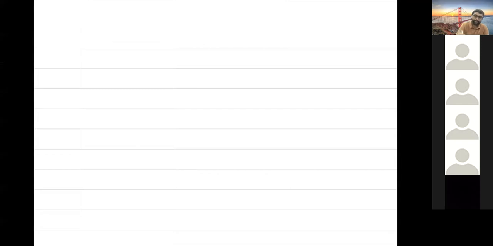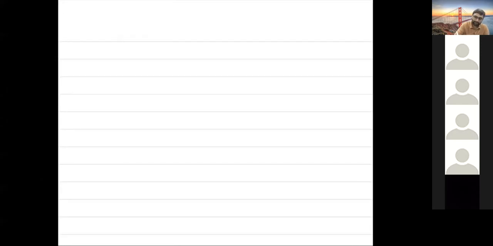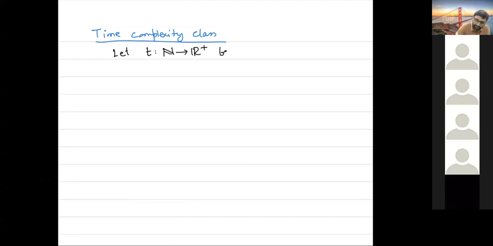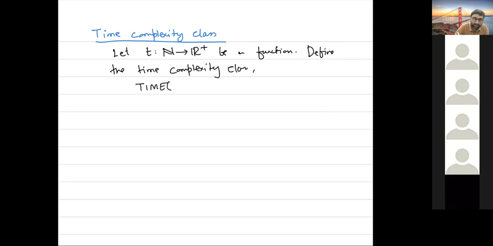Okay, so let us define the most important thing, the definition of time complexity. Let T be a function from the set of natural numbers to the set of positive real numbers. We define the time complexity class as follows. We say TIME of T of n. So this is the time complexity class.